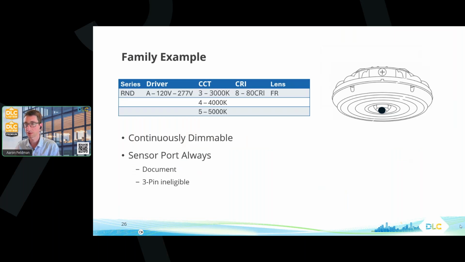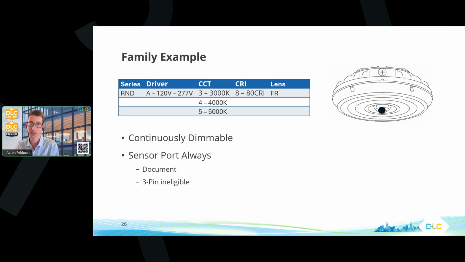This next example, similar to the previous, has the exact same nomenclature. But in this case, it has a sensor port. You can see by that black circle right in the center.